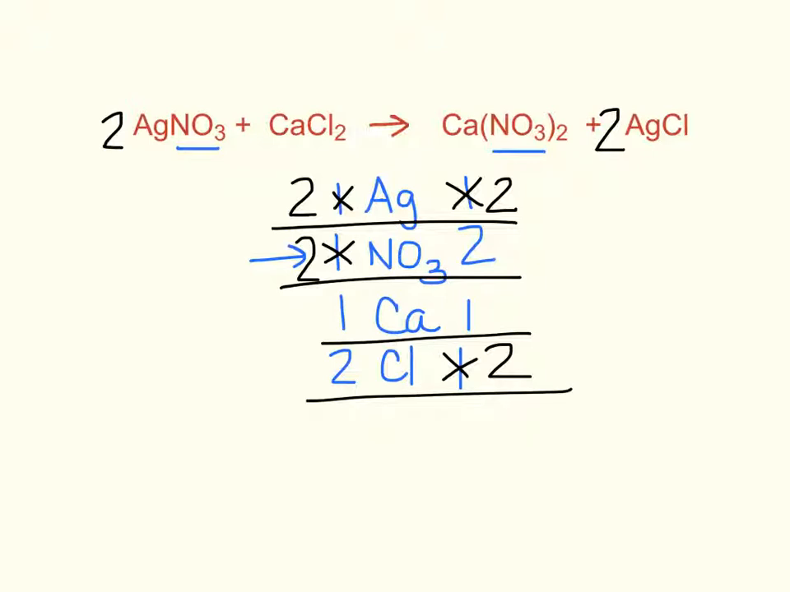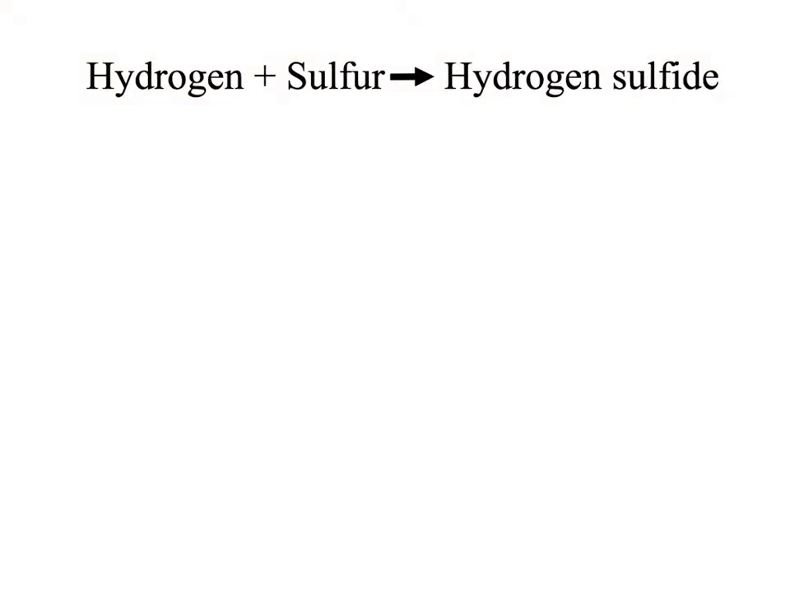And you'll see this a lot, that when you work your way back and forth, fixing one thing, like in this case, fixing my silvers, automatically fixed my chlorines. All right, this is trickier because this is now going to be a word equation and you have an extra step. So we want to change this first into a chemical equation.